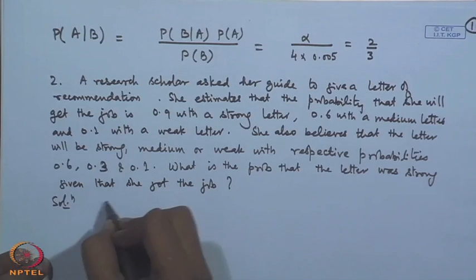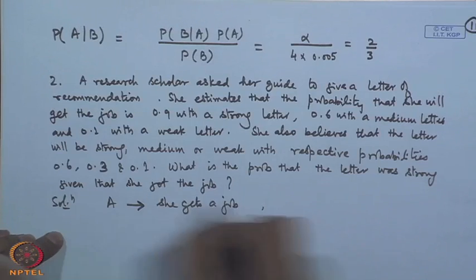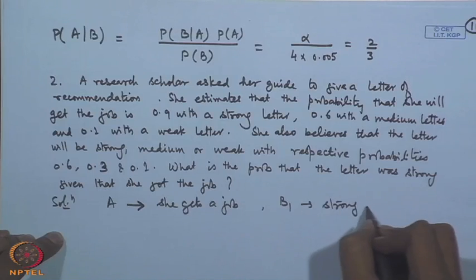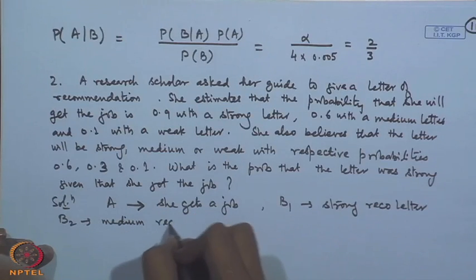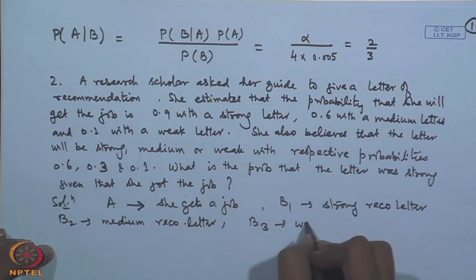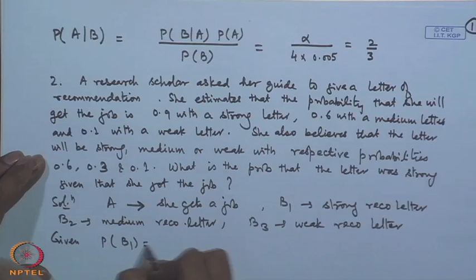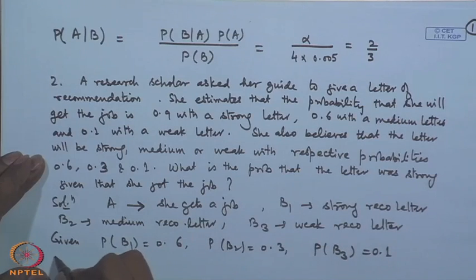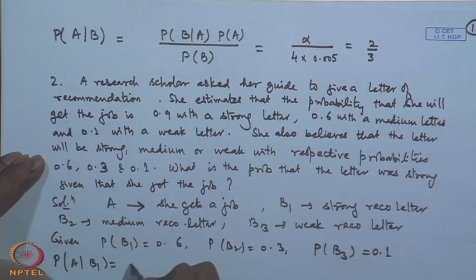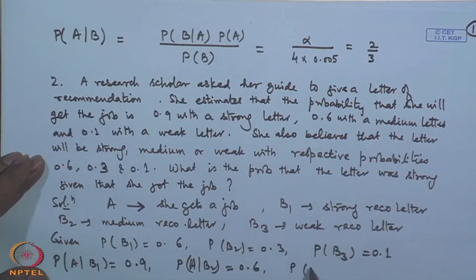So, let us define here A to be the event that she gets a job. Let us consider B1 as the event that the letter is a strong recommendation letter. B2 is the event that it is a medium recommendation letter, and B3 is the event a weak recommendation letter. So, it is given that probability of B1 is 0.6, probability of B2 is 0.3, probability of B3 is 0.1. Also, it is given that probability of A given B1 is 0.9, probability of A given B2 is 0.6, and probability of A given B3 is equal to 0.1.